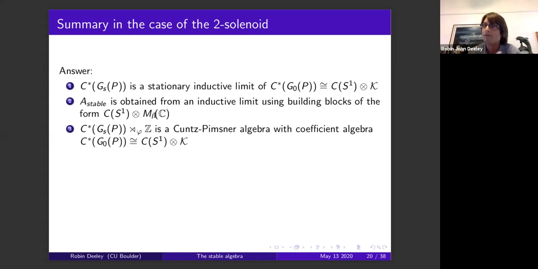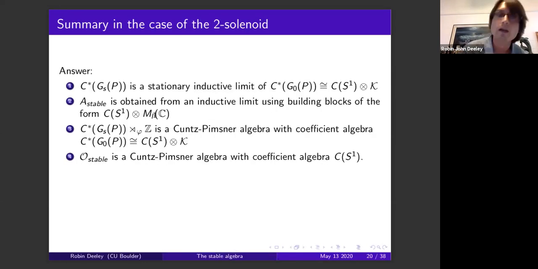So everything now is even more analogous to the example of the Kuntz algebra, its core sitting inside it, and Pimsner's original construction of the Kuntz algebra as a Kuntz-Pimsner algebra. Okay, and what do we get for the unital version? Well, it is a Kuntz-Pimsner algebra with coefficient algebra now the unital algebra that's floating around, the continuous functions on S1. All right, so what's the big picture of all this?